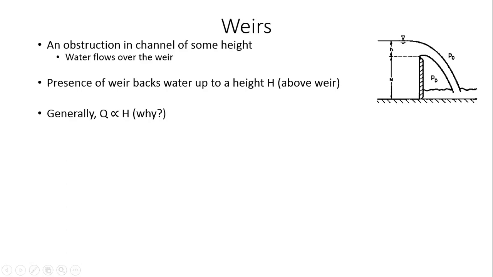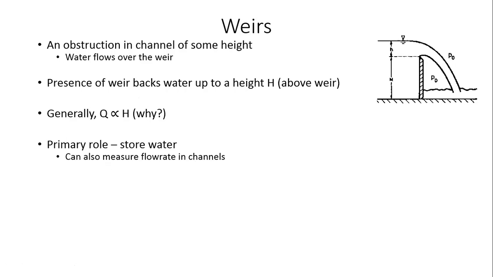Okay, so the primary role of the weir is essentially to store water, right? So imagine if the flow rate is very low, the water will not flow over the weir, right? It will just get stored up to this height. Whereas if you didn't have a weir, it will just all flow away. But if I construct some obstruction like this, some minimum amount of water will always be stored. And if the flow rate is higher than that, then it will flow over the weir, right? So the primary role is to store water, but as I said, it can also be used as a device to measure the flow rate in the channels.